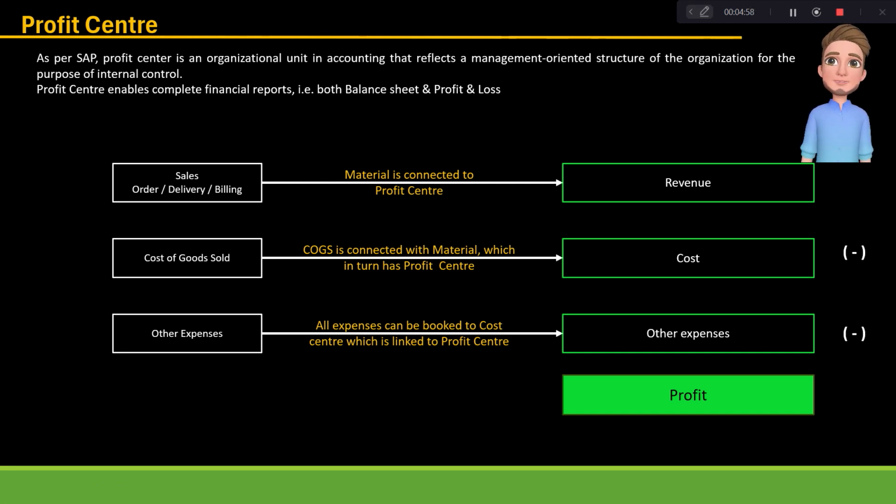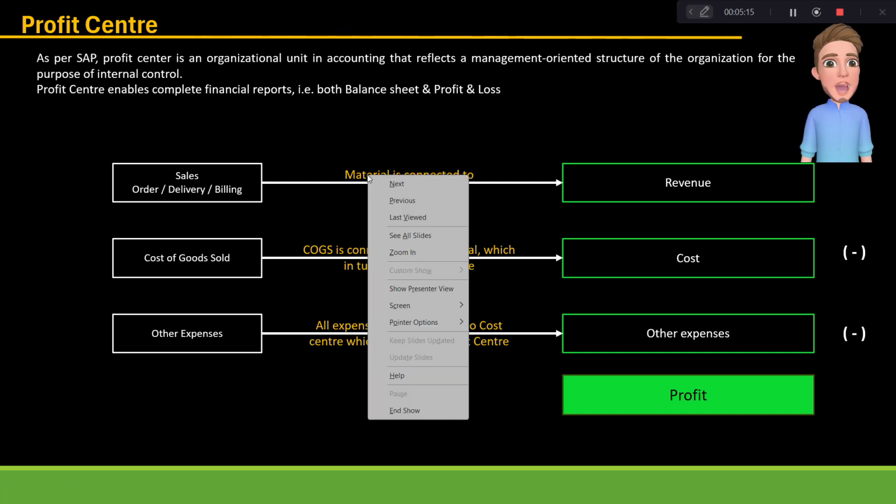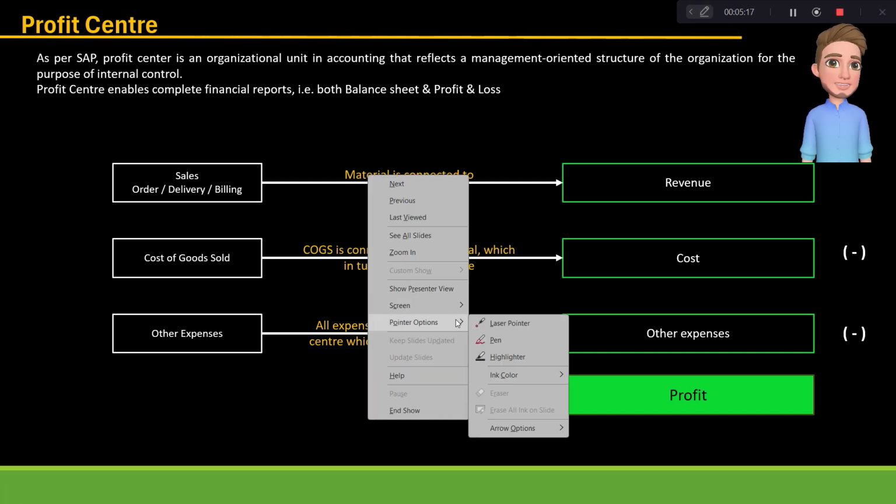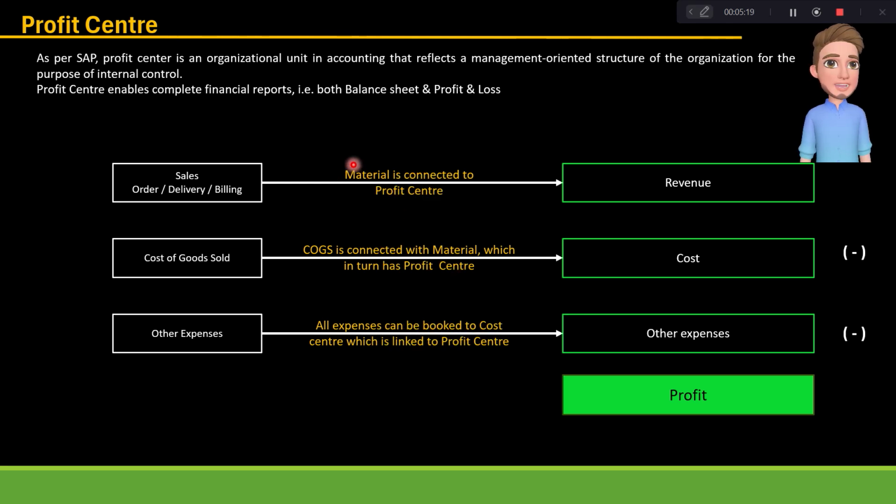Profit center is one dimension, like business area, which can give you both the P&L income statement as well as the balance sheet financial statement. Now look at the left side. What do I have? I have sales, which gives me the revenue. Every material is connected to a profit center. So every time I am selling, in my revenue line items I do have material being captured.